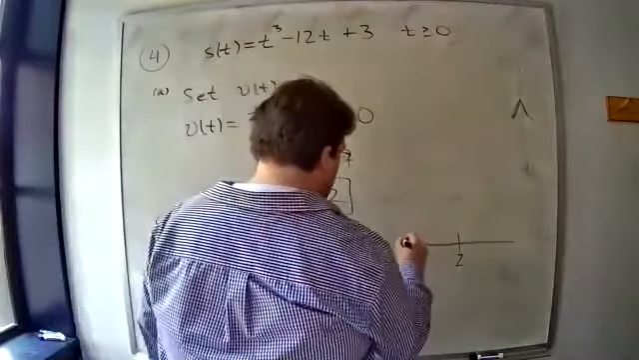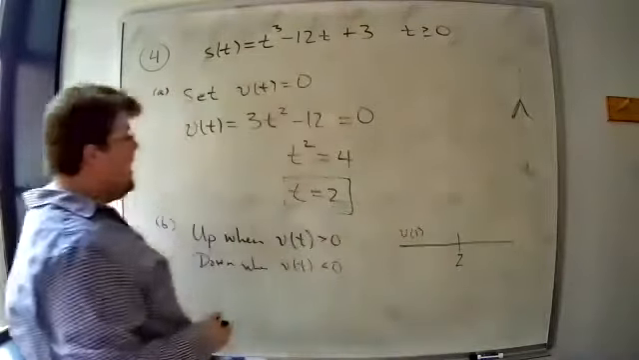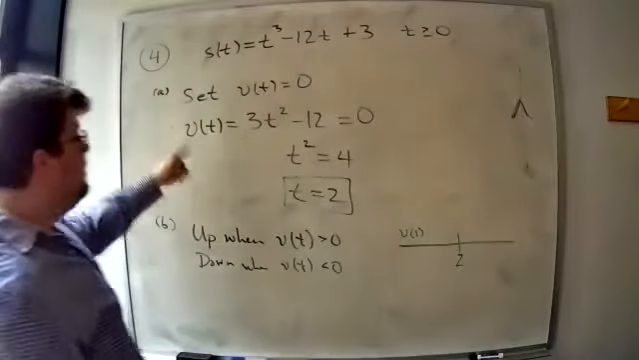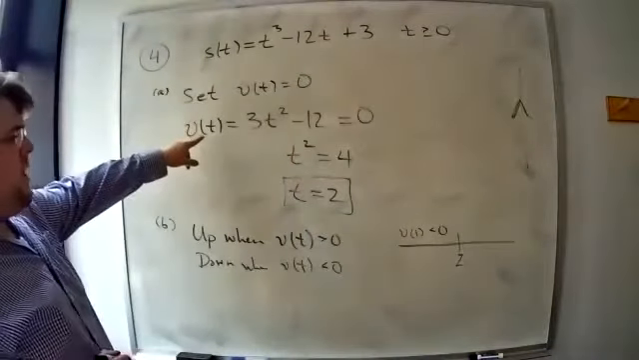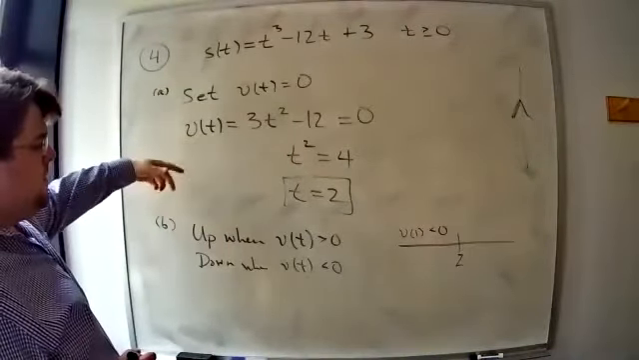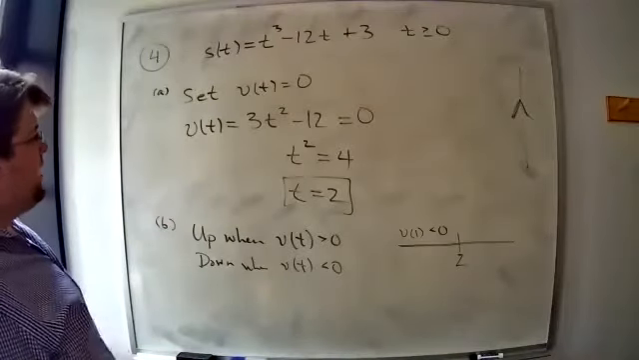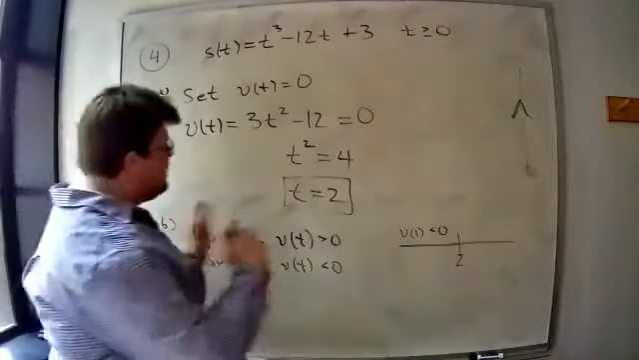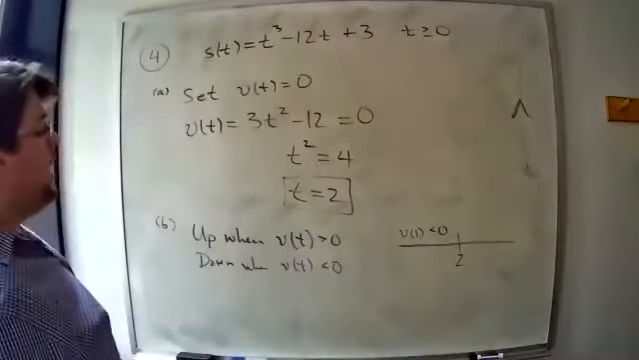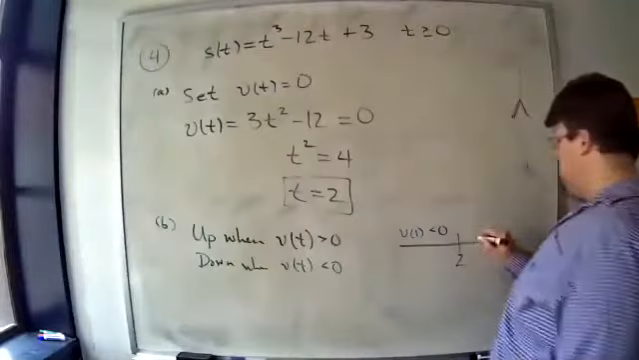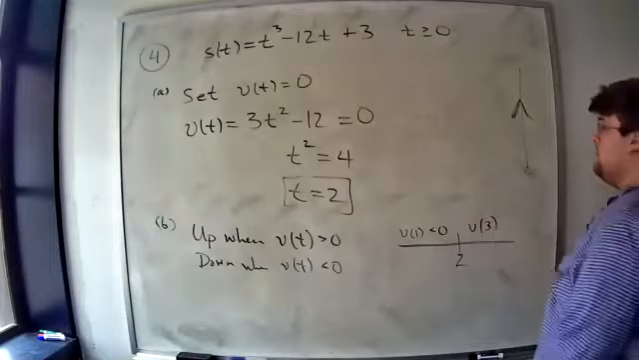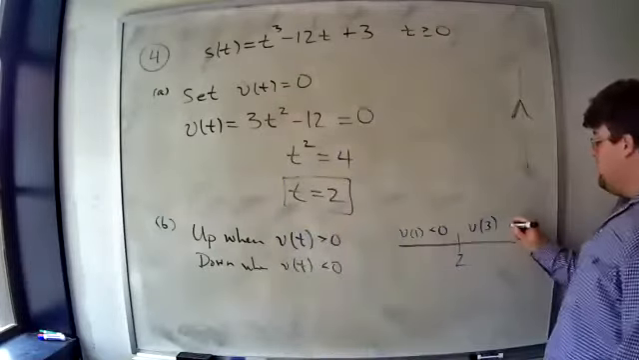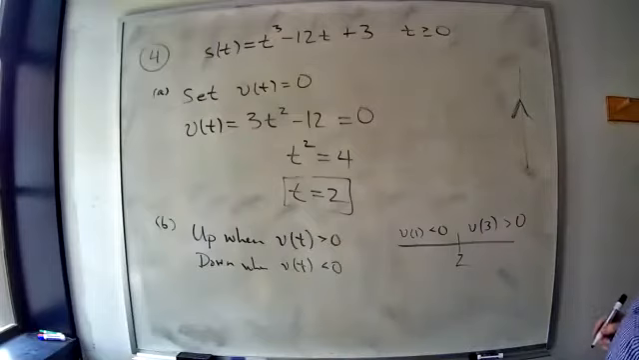On the left of 2, I'll choose velocity at 1. The velocity at 1 is negative. The velocity at 1 is what? -9. And the fact that it's a negative number doesn't really matter. The fact that it's negative is what matters. So I'll just write velocity is negative. On the other side of 2, well, pick a number here. 3. Velocity at 3 is 15. 15 is a positive number.